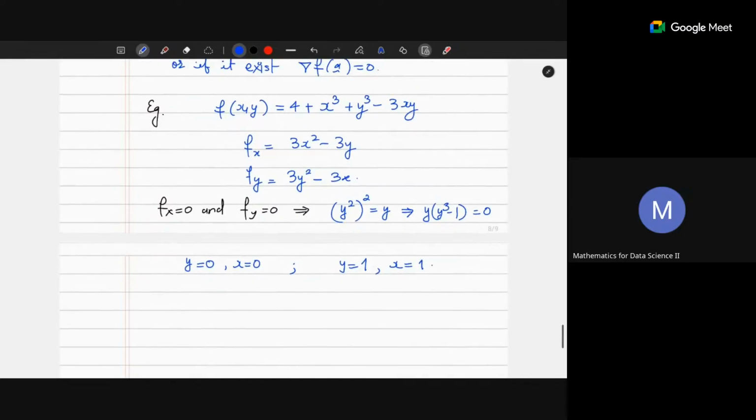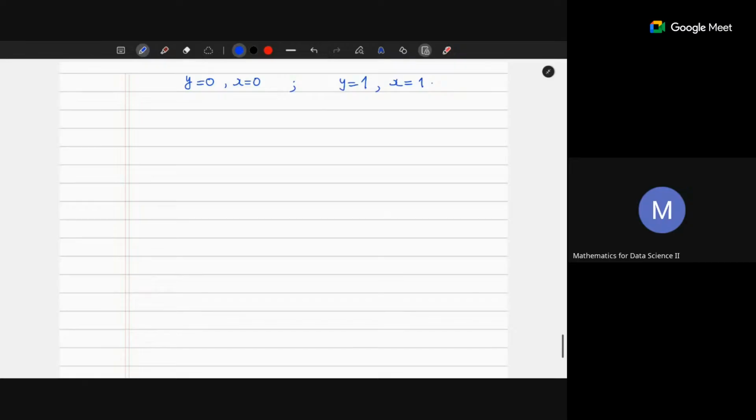Is this example clear to everyone? Yes. So now, coming back to the remark that I made earlier, that not every critical point is a local extremum, especially in higher dimension, particularly.